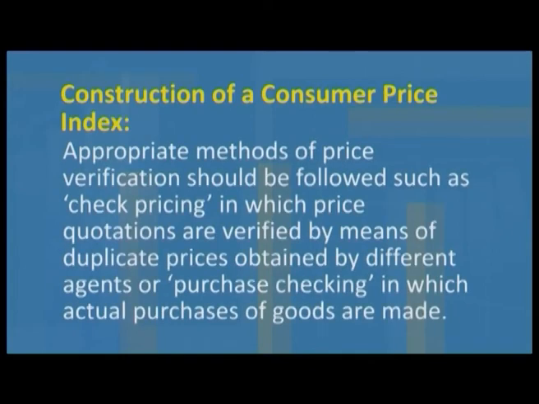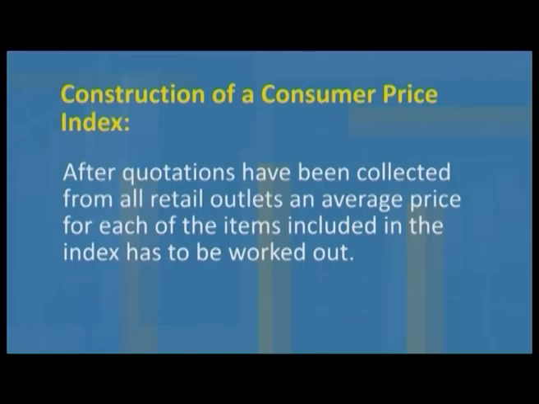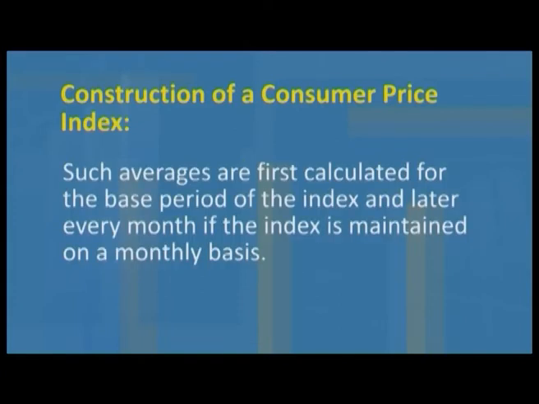Appropriate methods of price verification should be followed, such as check pricing, in which price quotations are verified by means of duplicate prices obtained by different agents, or purchase checking, in which actual purchases of goods are made. After quotations have been collected from all retail outlets, an average price for each of the items included in the index has to be worked out. Such averages are first calculated for the base period of the index and later every month if the index is maintained on a monthly basis.